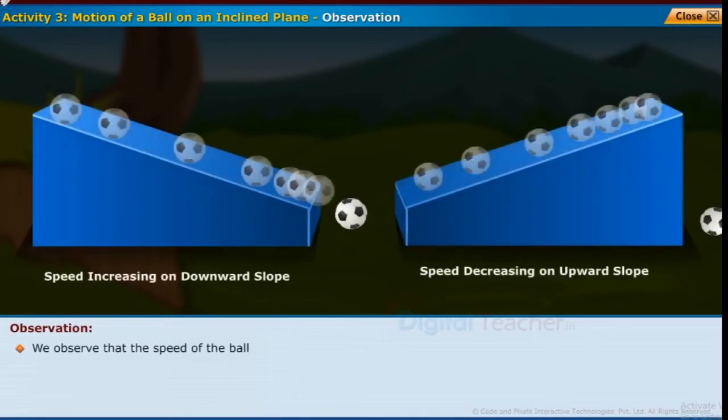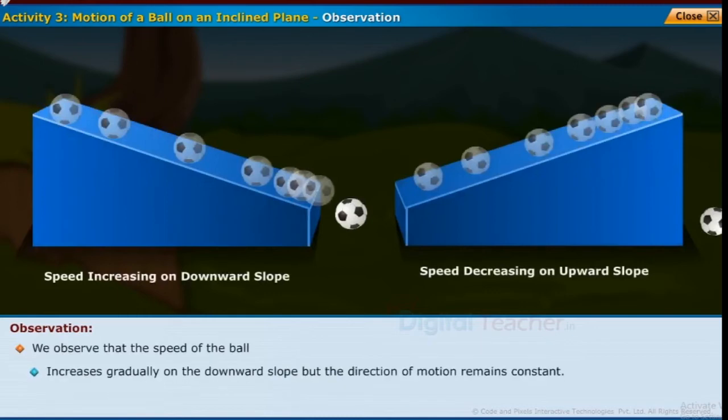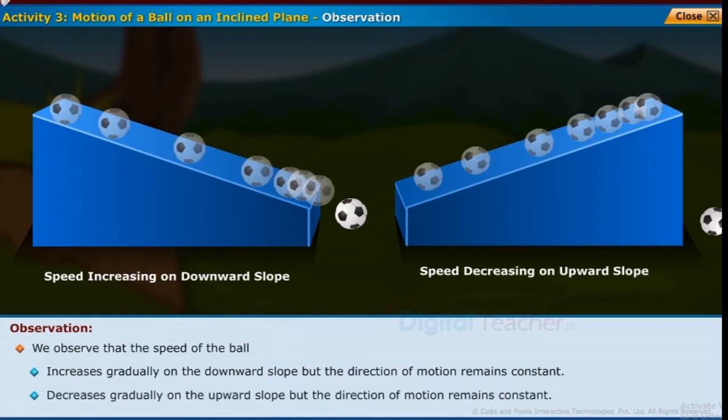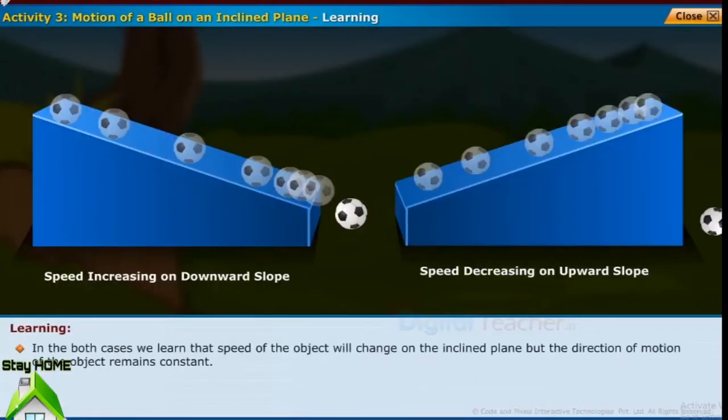We observe that the speed of the ball increases gradually on the downward slope, but the direction of motion remains constant. It decreases gradually on the upward slope, but the direction of motion remains constant. In both cases, we learn that the speed of the object changes on the inclined plane, but the direction of motion of the object remains constant.